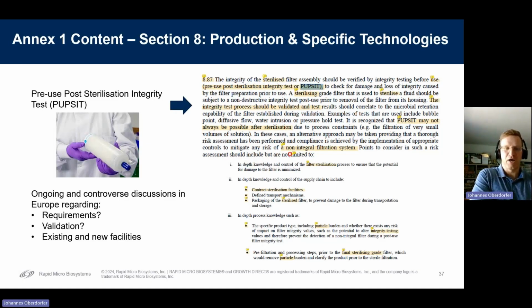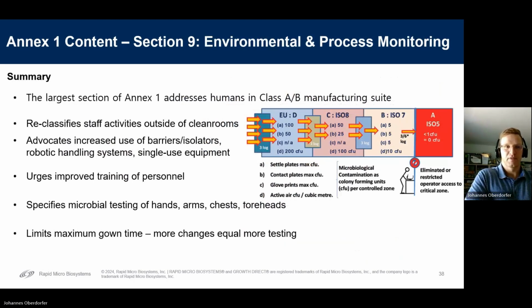A heavily discussed part is the PUPSIT, so the pre-use post-sterilization integrity test. In every conference, it's a hot topic, and there's also no clear guidance or understanding, not from the industry and not from the regulations. So there's still a lot of room for discussion, like what are now the requirements? What do we need to do within the validation, and how do we implement and use existing facilities? So yeah, heavily discussed at the moment still.